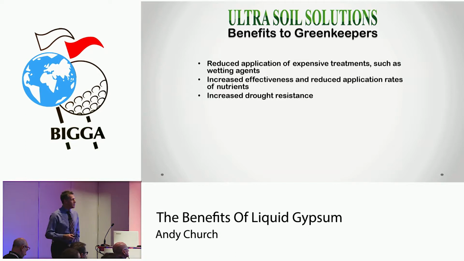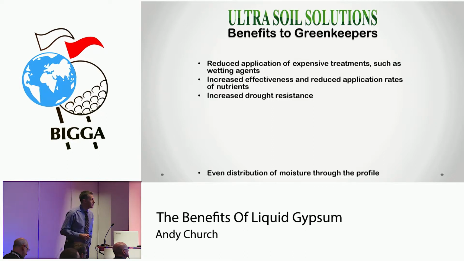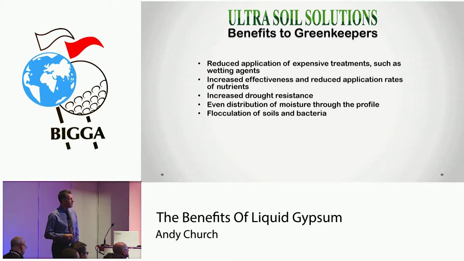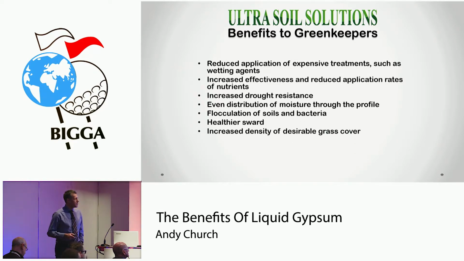Increased drought resistance. It stands to reason that if you've got a profile that's holding water through the profile evenly, that you'll have some increased drought resistance. The even distribution of the moisture through the profile is what we're trying to achieve. Flocculation of soils and bacteria, healthier sward, increased density of desirable grasses.